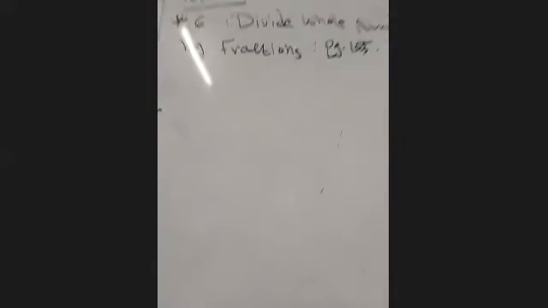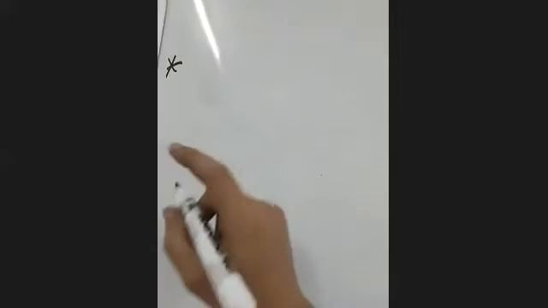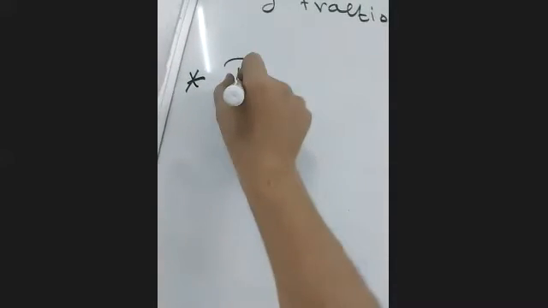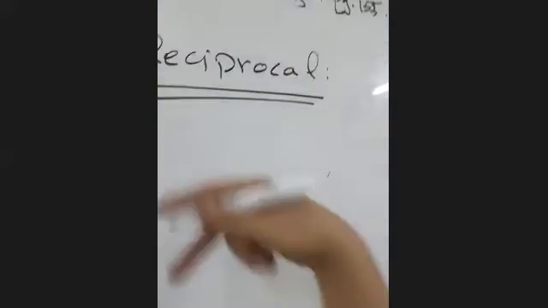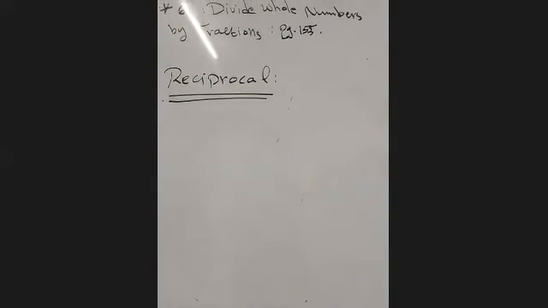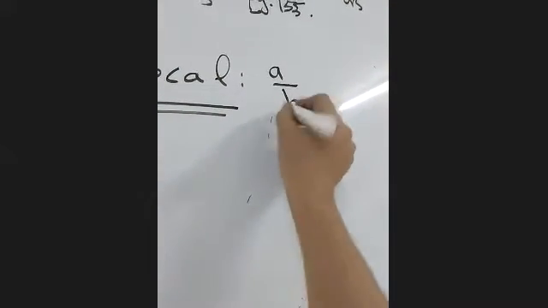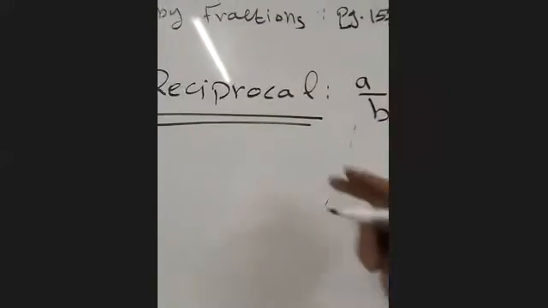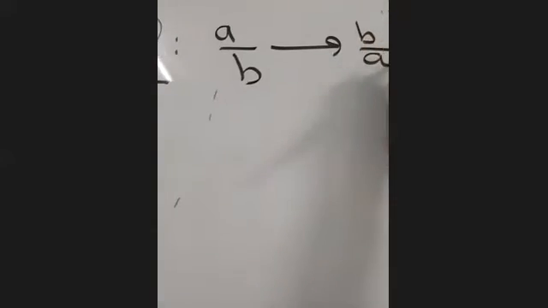Here: divide whole numbers by fractions. Before we enter division, we have something called the reciprocal. The reciprocal is to switch the fraction. If we have a fraction A over B, where A is the numerator and B is the denominator, the reciprocal of A over B is B over A.